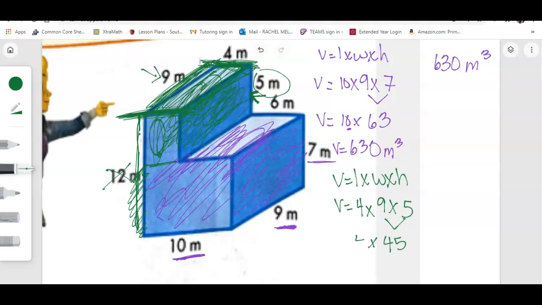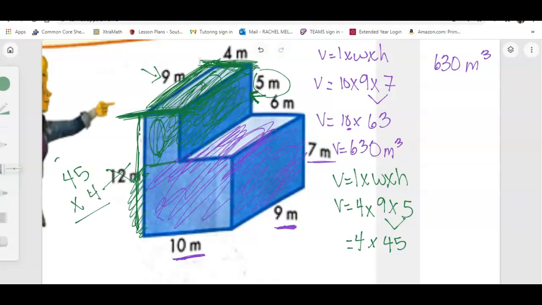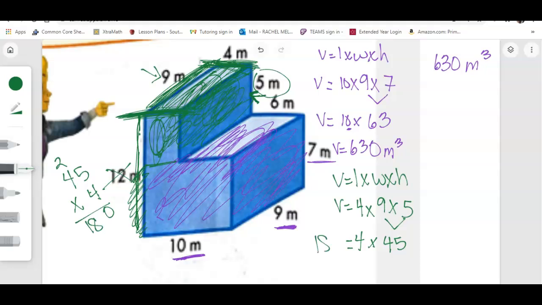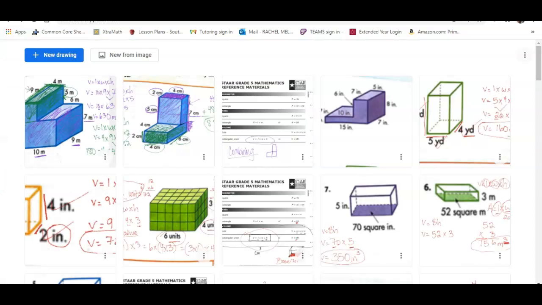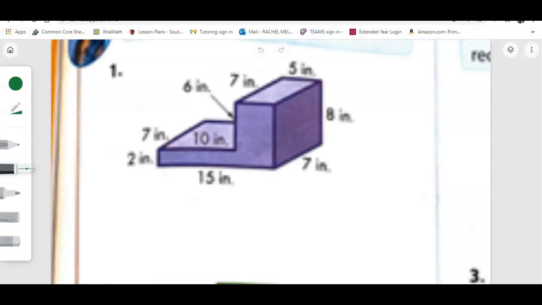I don't know 45 times 4 off the top of my head, so I'm going to do my math over here. 4 times 5 is 20. 4 times 4 is 16, plus 2 is 18. So that would give me a volume of 180 cubic meters. I'm going to put that over here. And then I add the 2 together. That would be 11, and that would be 8. So 810 square meters.